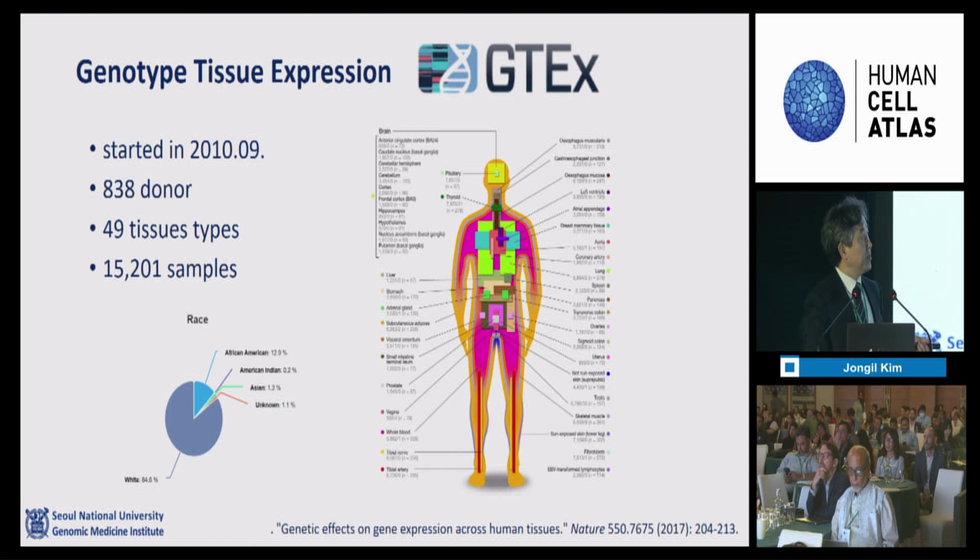The second limitation is that it's mostly from bulk sequencing, so we cannot find the contribution of each cell type, especially when the cell type is minor in that organ.